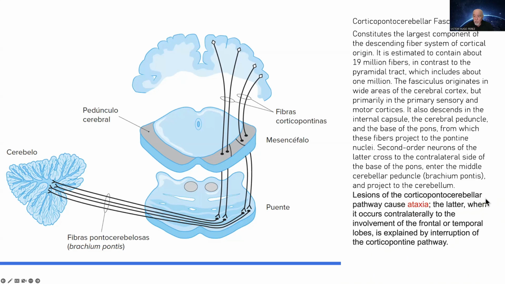Lesions of the corticopontocerebellar pathway cause ataxia. The latter, when it occurs contralaterally to the involvement of the frontal or temporal lobes, is explained by interruption of the corticopontine pathway. This is brachium pontis.